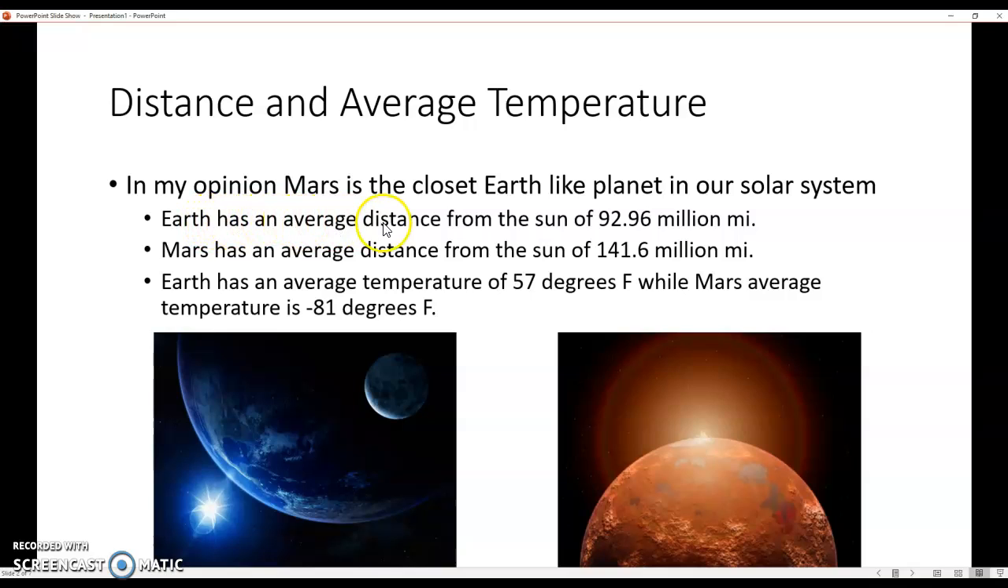Earth has an average distance from the Sun of 92.96 million miles, while Mars has an average distance from the Sun of 141.6 million miles. Because of that difference between the Earth, Mars, and the Sun, Earth has an average temperature of 57 degrees, while Mars' average temperature is negative 81 degrees Fahrenheit. Not only does the distance between these planets and the Sun matter, their atmosphere is also a big factor in that as well.